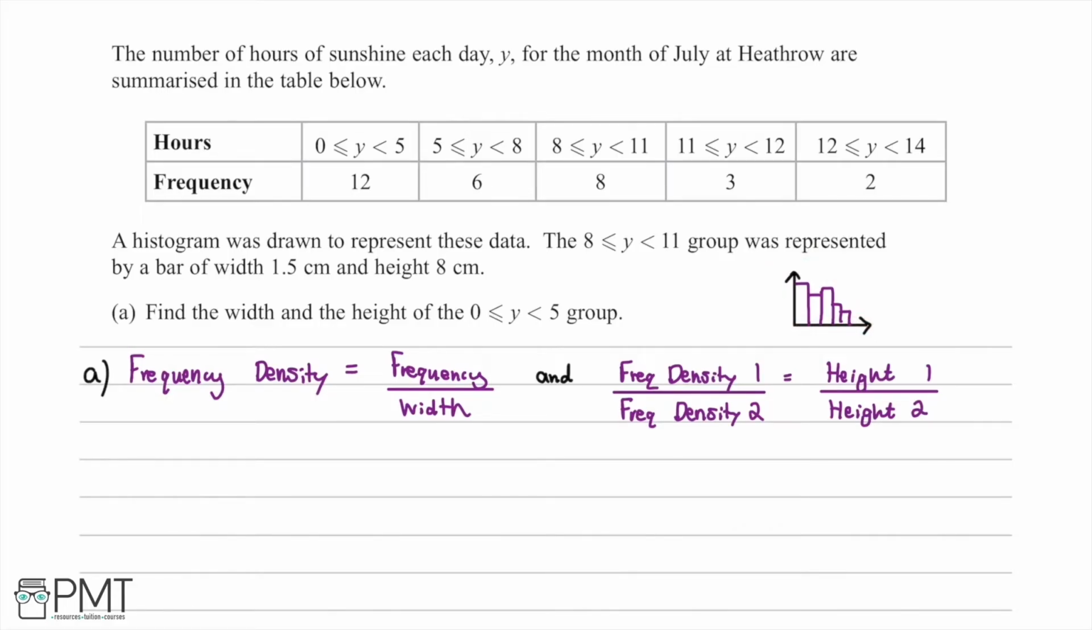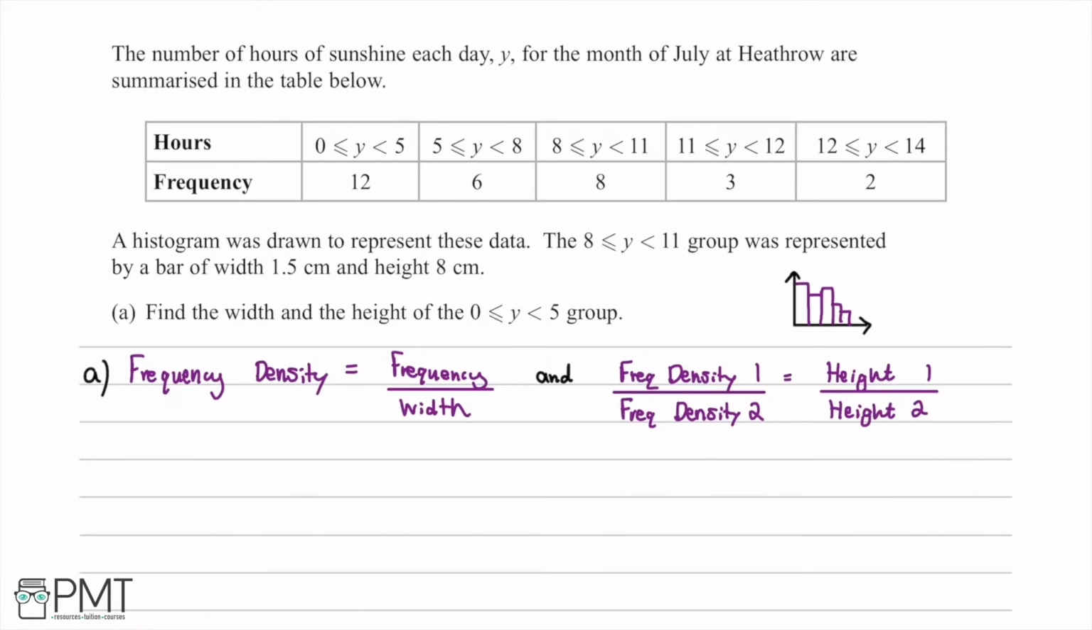We're told that the 8 to 11 group was represented by a bar of width 1.5 centimeters and height of 8 centimeters. What we're asked to do is to use all this information to find the width and the height of the 0 to 5 group. So the Y between 0 and 5.